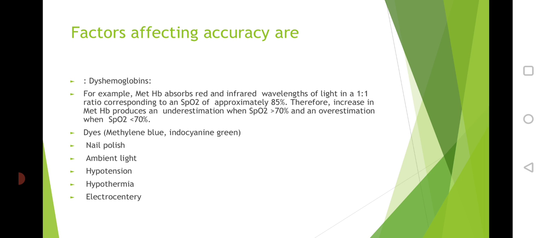Factors affecting the accuracy. Factors affecting accuracy are dyshemoglobins. For example, methemoglobin absorbs red and infrared wavelengths of light in a 1:1 ratio corresponding to an SpO2 of approximately 85%. Therefore, an increase in methemoglobin produces an underestimation when SpO2 is greater than 70% and an overestimation when SpO2 is less than 70%. Dyes like methylene blue and indocyanine green, nail polish, ambient light, hypotension, hypothermia, electrocautery.